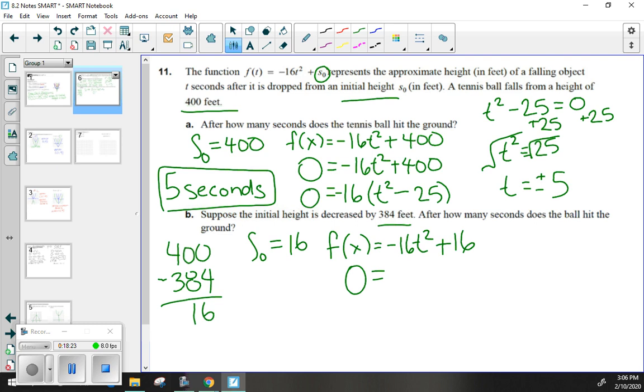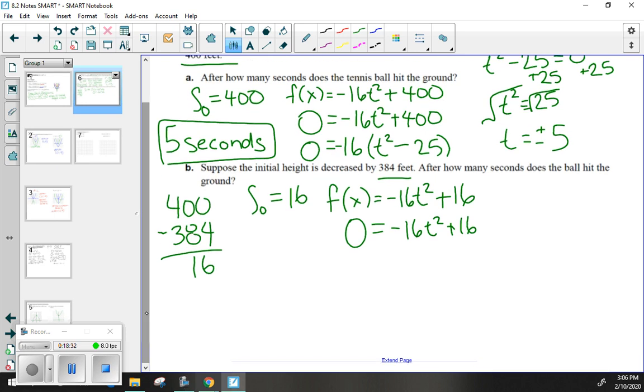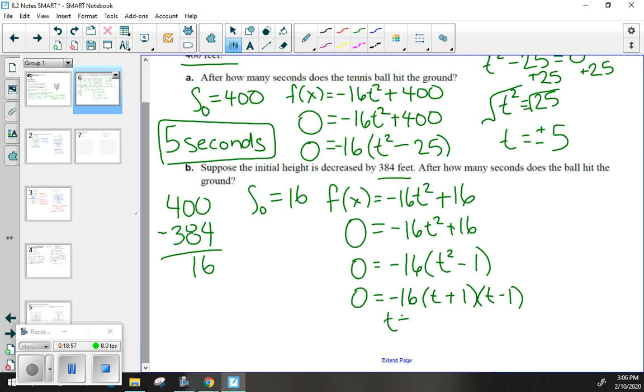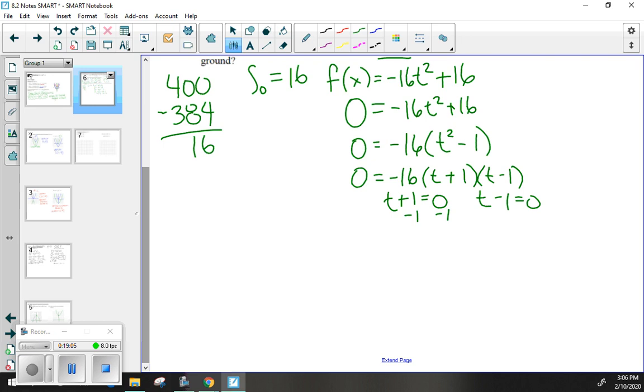Set it equal to 0. And we should be able to see right off the bat that we definitely have a GCF of negative 16. And let's go ahead and do that with our difference of squares this time. So I have a t plus 1 and a t minus 1. I'm going to set both of those equal to 0. T equals negative 1, or t equals 1. Again, this is a time problem. We know that negative 1 doesn't make sense. There's our answer. So it would take 1 second.